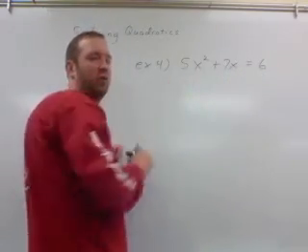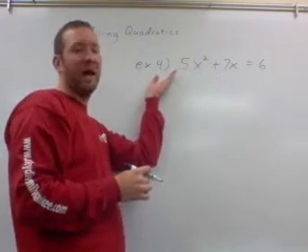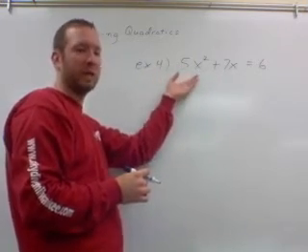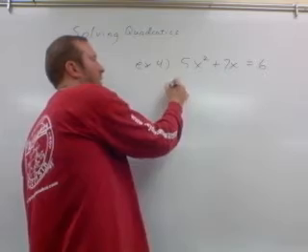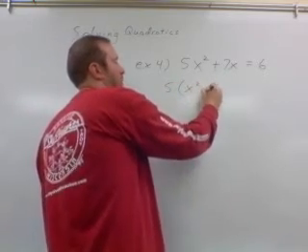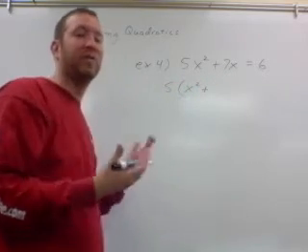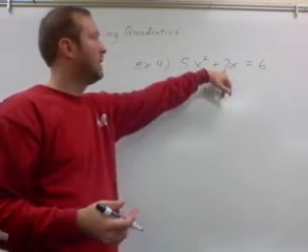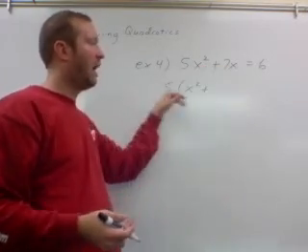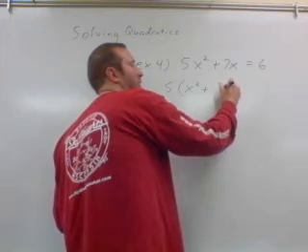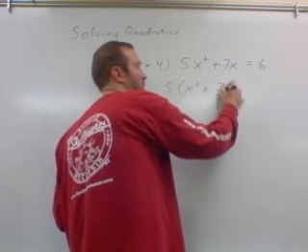The first thing I want to do is I want to actually pull out the 5. Okay, I want this to be just a 1x squared here. So I'm going to factor out a 5. And when I factor, I'm using division. Okay, so I'm really taking 7 divided by 5. So this is going to be 7/5 x.